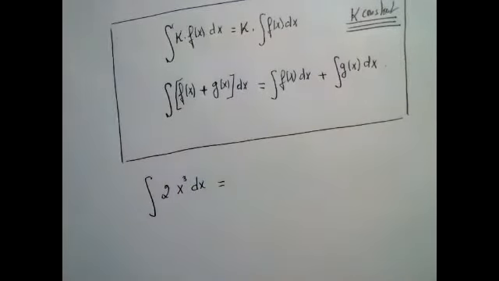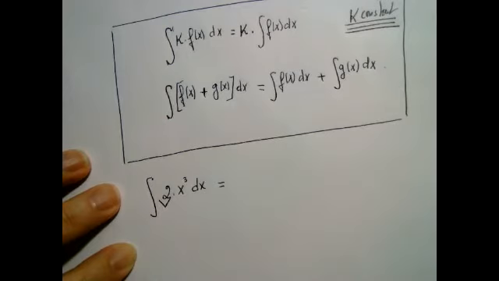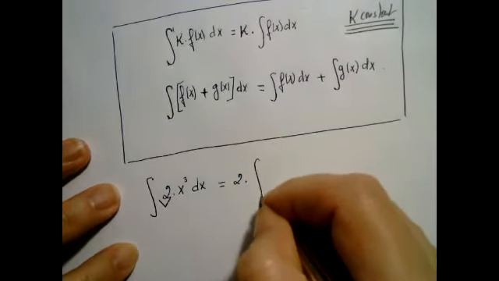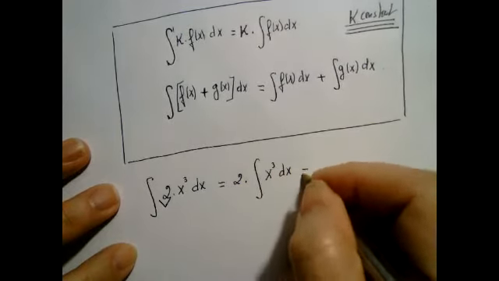Okay. Now, 2 is a function. Sorry, my apology. 2 is a constant. Only a constant can be taken out. So I can write this as 2 multiplied by the antiderivative of x cubed.